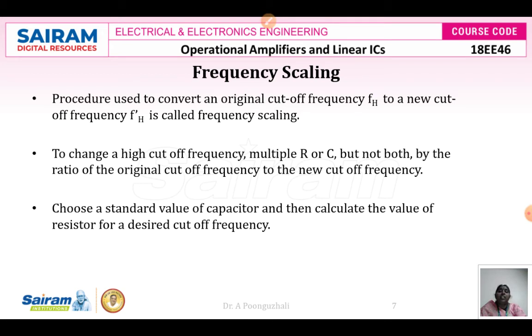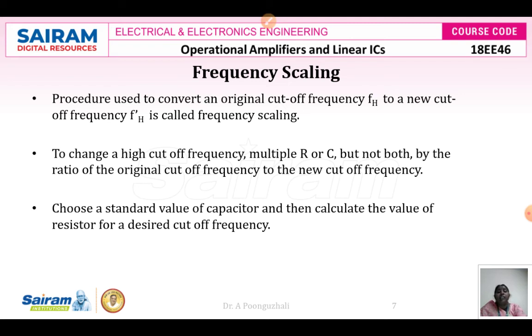Here, the procedure to convert the original cutoff frequency to a new cutoff frequency is going to be called frequency scaling. I am going to scale to a new value. To change to a new cutoff frequency, we do not multiply both R and C, but we take the ratio of the original frequency to the new cutoff frequency. Then we choose either the R value or the C value.